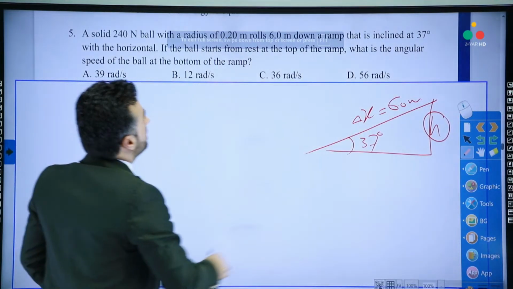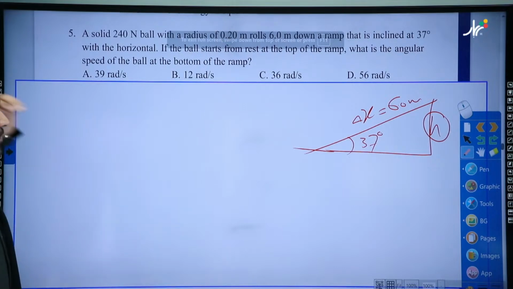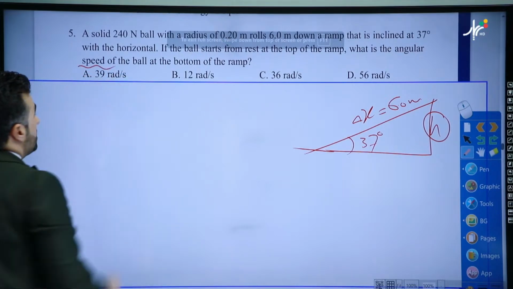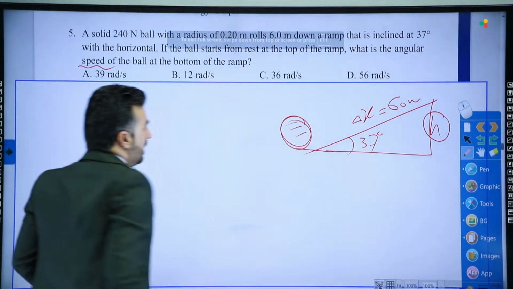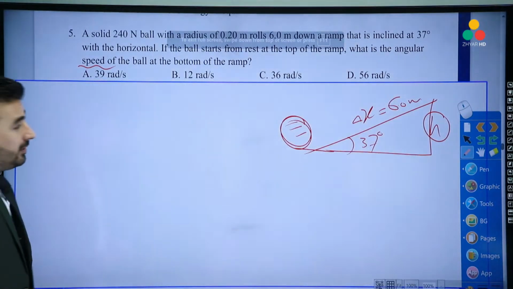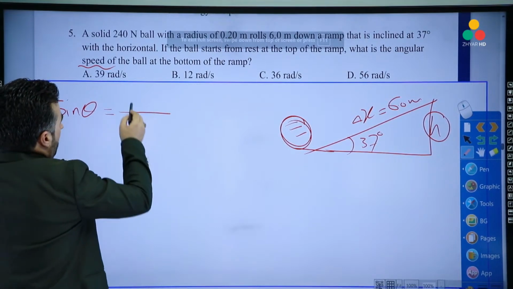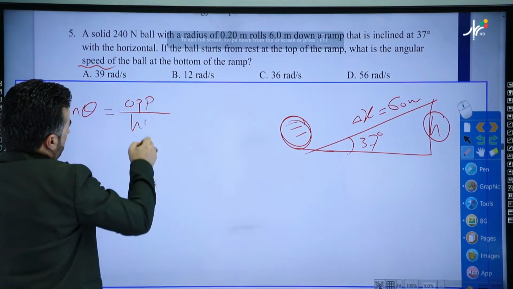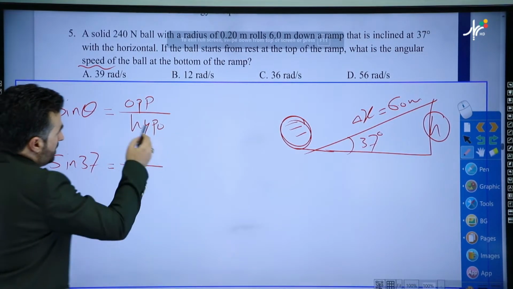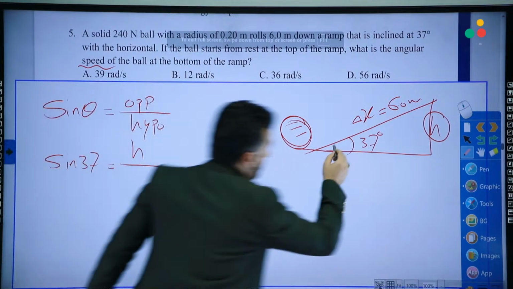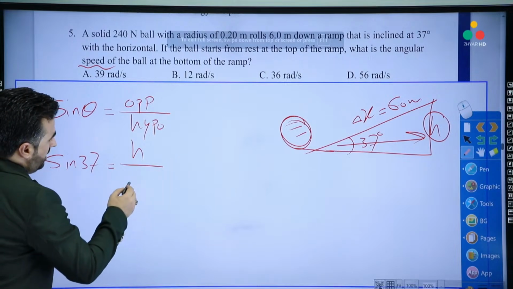What do we want? We want the angular speed. Remember, we don't want the translational. We want the angular. So first you need to find the translational speed of this, and then of course you will be able to find the angular. But before that, we have sine theta equal to what? Equal to opposite over hypotenuse, yeah? So once again, sine 37 equals opposite, which would be the height here. What is the opposite of this angle? That is the height. And then the hypotenuse would be delta x, which in this case is just 6.